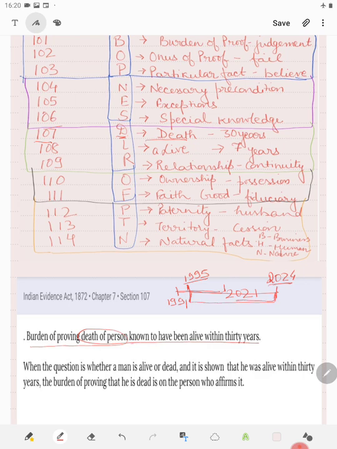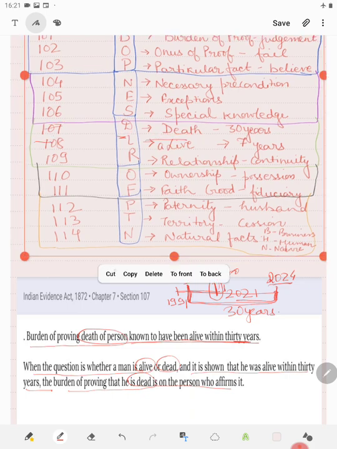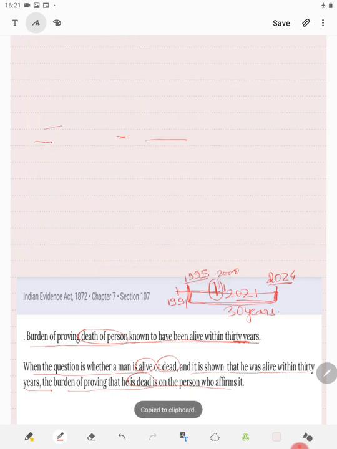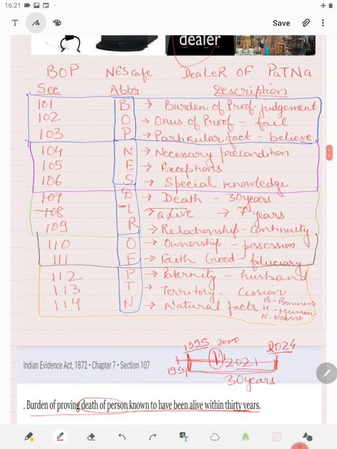So, a person known to have been alive within 30 years. When the question is whether a person is alive or dead, and it is shown that he was alive within 30 years, the burden of proving that he is dead is on the person who affirms it. If someone claims that in 2000 he has died, then it is on that person to prove that he has died. So the court will presume a person is alive in case he has been heard of in the last 30 years.